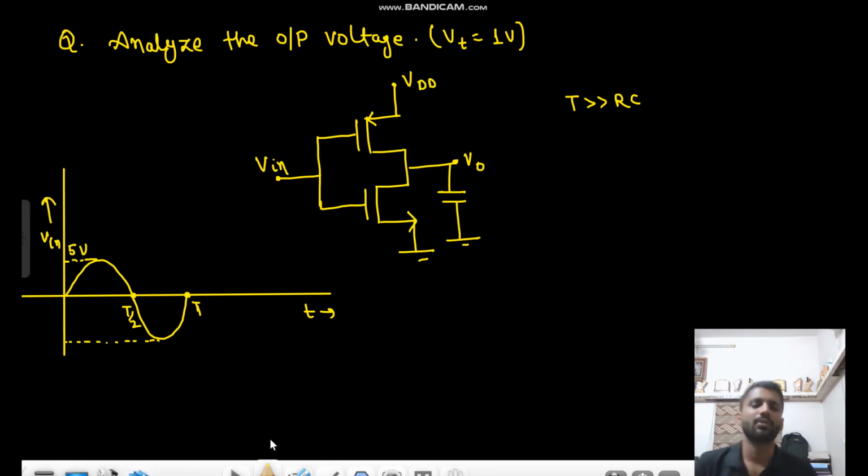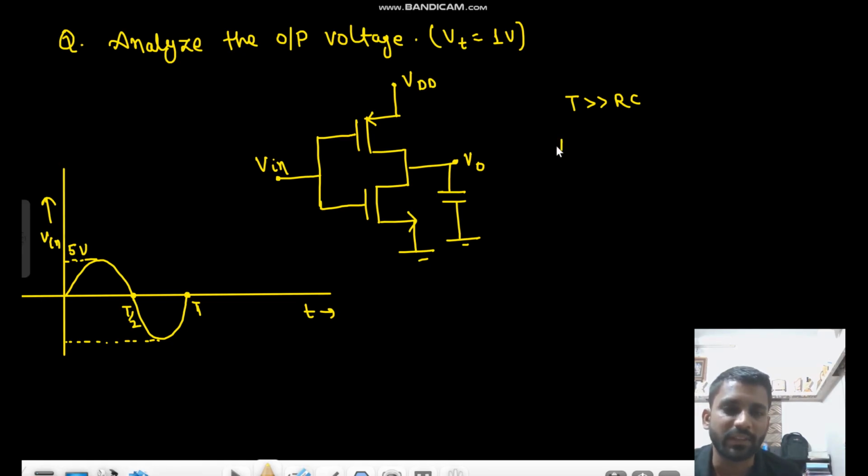Try analyzing it on your own. Just giving you a hint: try to break it into three regions, from 0 to 1 volt, from 1 to 4 volts, and from 4 volts onward, because this is a sinusoid from 0 to 1, 1 to 4, 4 to all the way down to -5, and again that. So you have to analyze it for 0 to T. How will you analyze it?